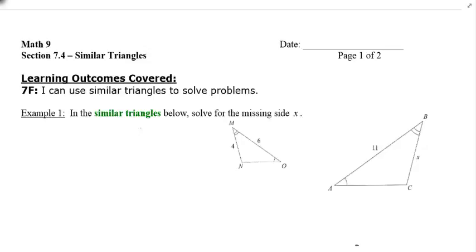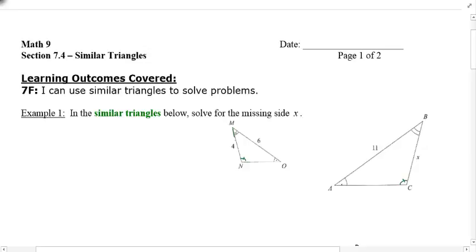It says, in the similar triangles below, can you solve for the missing side x? In this case, we already know that the triangles are similar. We can say that angle M is equal to angle B, angle O is equal to angle A, and angle N here is equal to angle C. So what about the corresponding sides? I think that's the part that we need to figure out first.